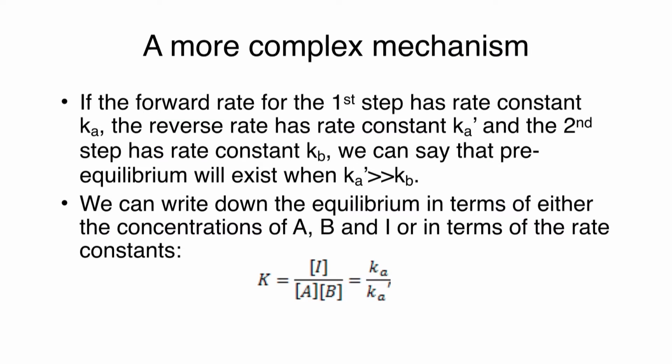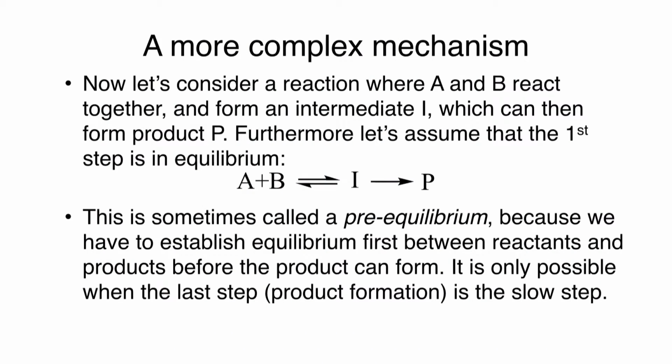So let's assume that the forward rate for the first step has a rate constant Ka, and the reverse rate going backwards has a rate constant Ka prime. Then I can say that pre-equilibrium will exist when Ka prime, the reverse rate constant, is much, much greater, or the reaction is much, much faster than Kb. Kb is the rate constant for the second step. So if I just go back to this slide for a second, I'll fill in the values. So let's assume that you have rate constant Ka going forwards, Ka prime going backwards, and Kb is the rate constant going from the intermediate to the product.